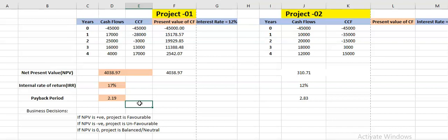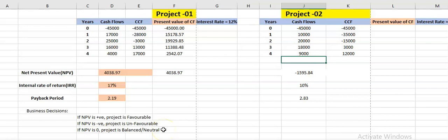Here is the purpose of calculating net present value, internal rate of return, and payback period. Obviously, if NPV is positive, the project is favorable, and we should go for the investment. If NPV is negative, the project is unfavorable, like this, where here is the negative NPV. It means project 2 is not so worthy. If NPV is 0, the project is neutral, it's up to you whether to invest in the project or not.